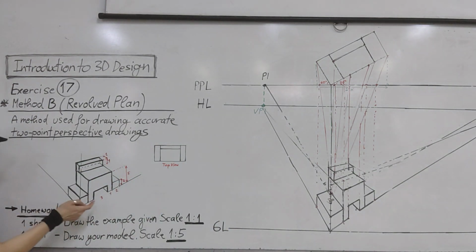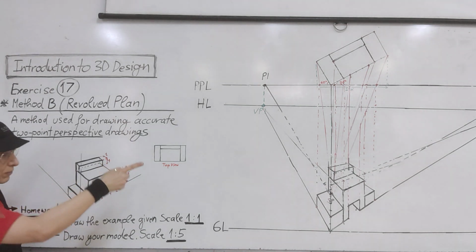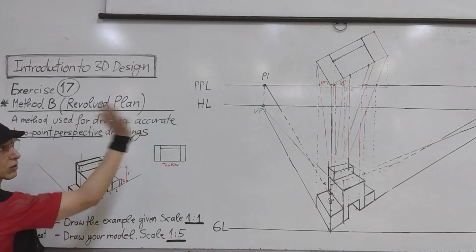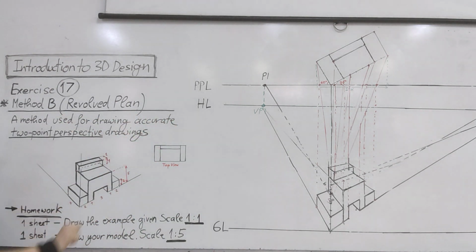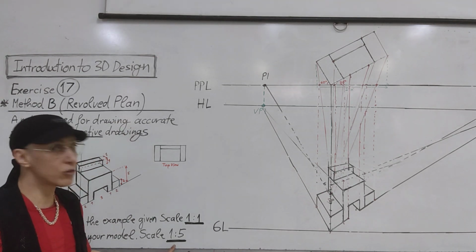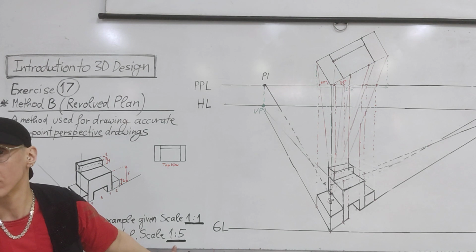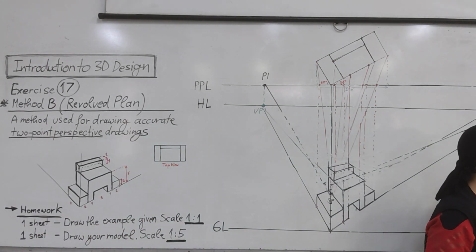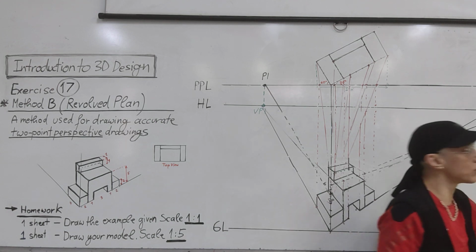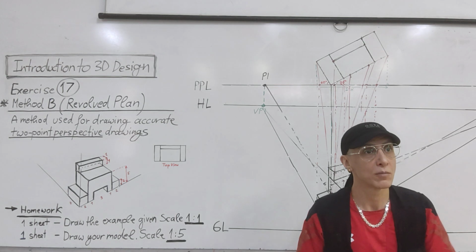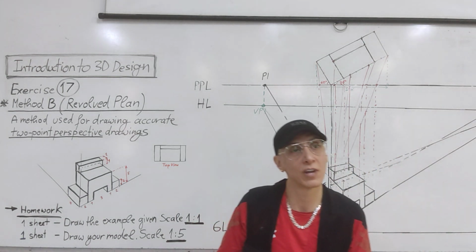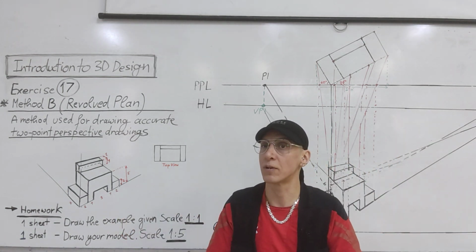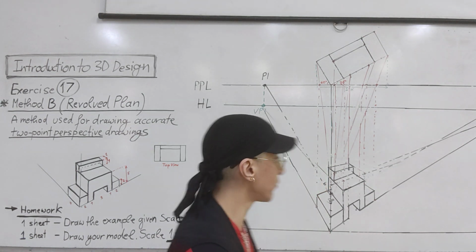But what I want of you is to draw this exact object, scale 1 to 1, so the real measurements on your paper using this method, and then your model. Your model scale 1 to 5, which means that the 15 centimeter cube will become 3, the 10 will become 2, the 5 will become 1 on the paper. Because the model, you have a lot of cubes. Maybe there won't be space on the paper, okay? So this is it.